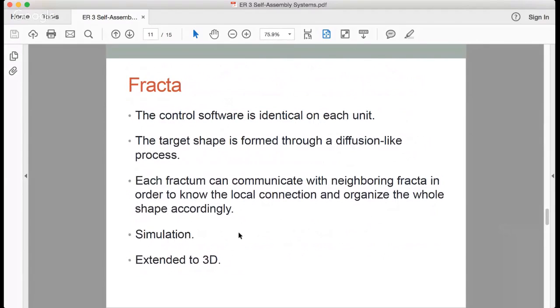Fracta. The Fracta system is also capable of self-assembly, since each unit can connect to other units autonomously to form a given target shape through a diffusion-like process. Each fractum has the potential to become any part of the system and has information about the final shape of the whole system, so it can communicate with neighboring fracta in order to recognize the local connection and organize the whole shape accordingly.